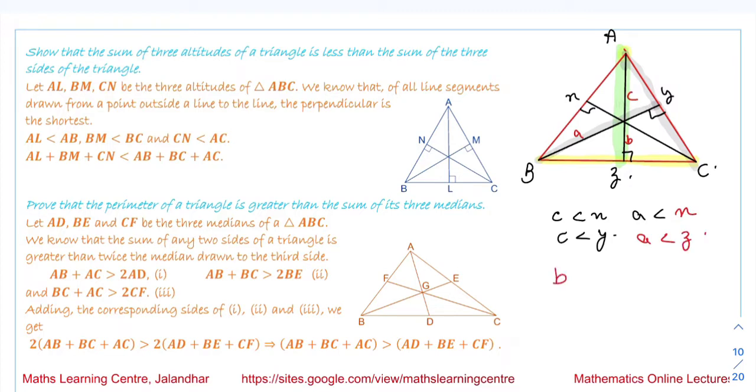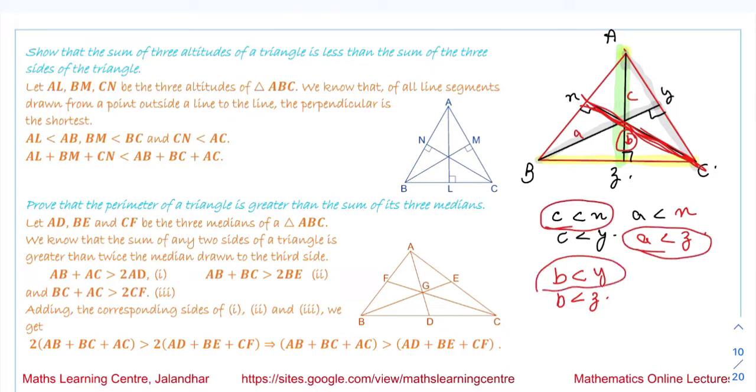Similarly, when we talk about B, this length we are saying is B. So for this length B, we are saying B is less than Y and B is less than Z. So if we look at these three cases, C is less than X, A is less than Z and B is less than Y, and I add these three equations, what I will get is A plus B plus C is less than X plus Y plus Z, and this is what I have to prove, that the sum of the three sides of a triangle is greater than the sum of the three altitudes.